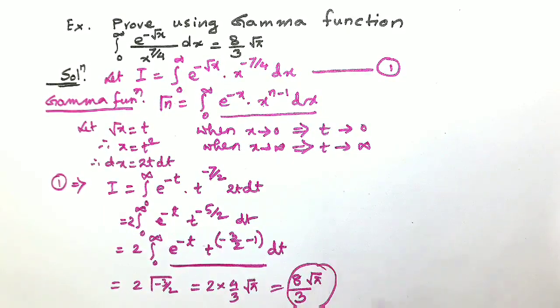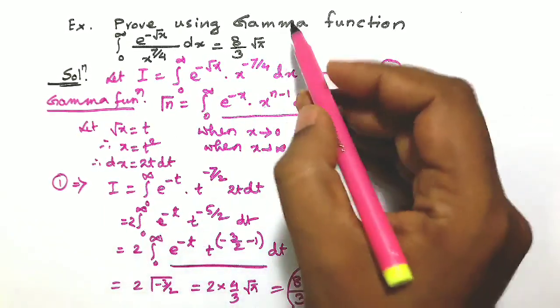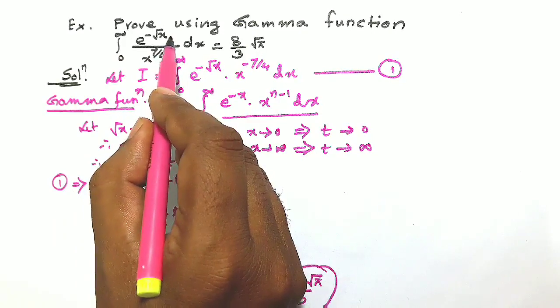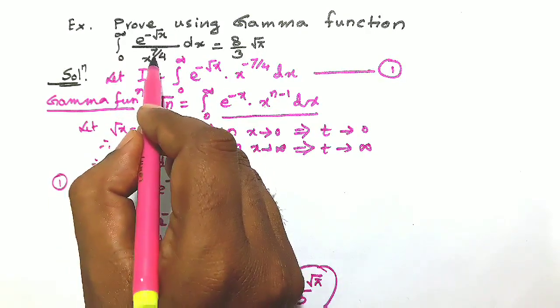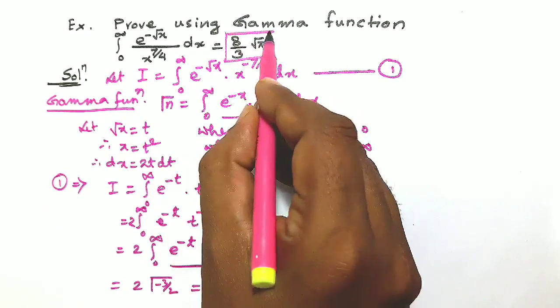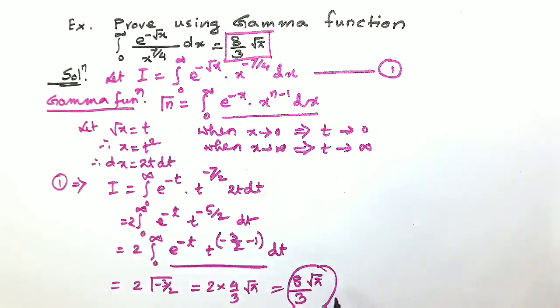So friends, what was to be shown in our question? Integration 0 to infinity e to the power minus root x upon x to the power 7 by 4 dx is equal to 8 by 3 root pi. So we got it, 8 root pi divided by 3.